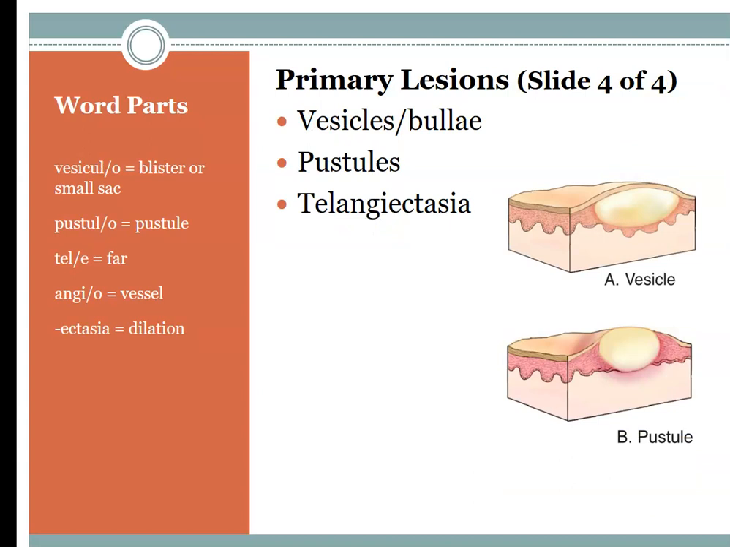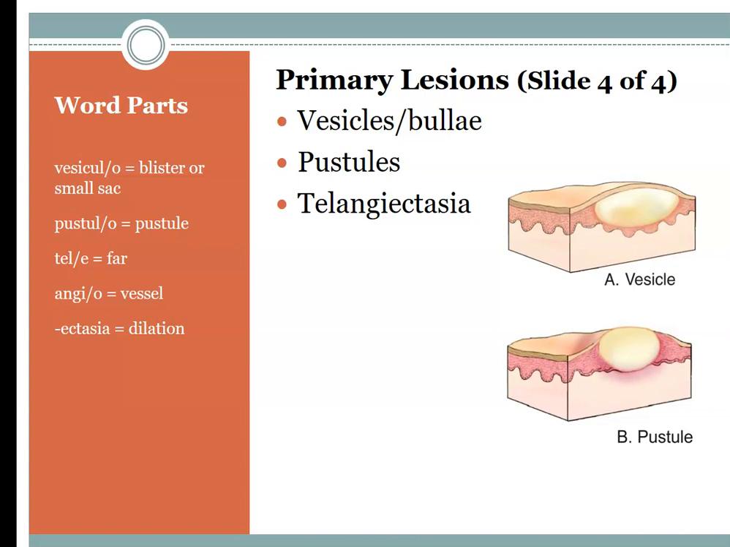A vesicle is a circumscribed, elevated lesion that is filled with fluid and smaller than half a centimeter. If it's larger than half a centimeter, it is termed a bulla. In English, we refer to these as blisters. A pustule is like a vesicle, but it is a raised lesion that is filled with pus as a result of an infection. Finally, telangiectasia is a condition of dilated superficial venules and capillaries.